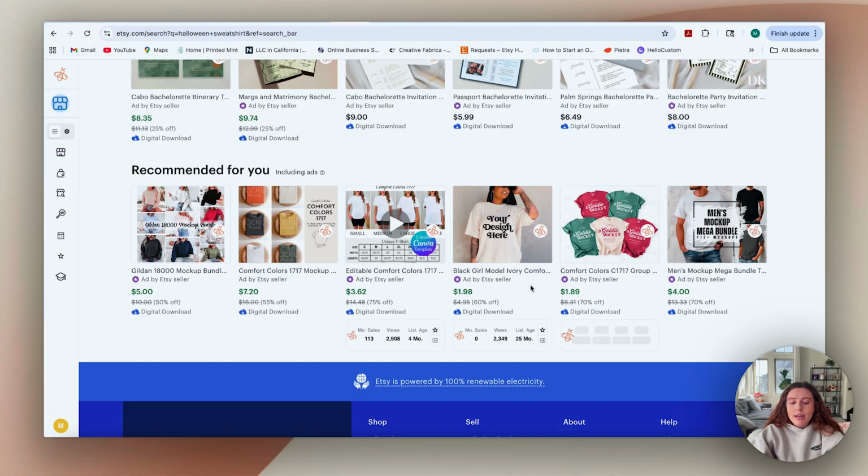When somebody actually clicks on one of these products, the seller who is running this ad will incur a charge. That is something that is really important to understand, that if you are running ads on Etsy and somebody clicks on your product within Etsy, you are going to be charged for that person getting to your listing, even if they do not purchase.